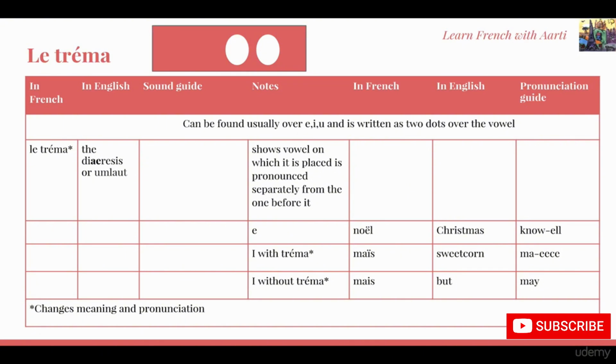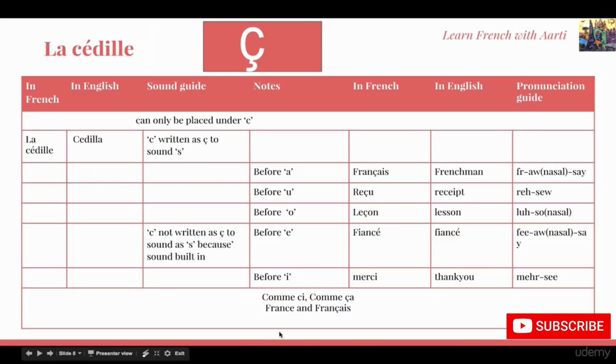Let's look at some examples. With the letter E, Noël. Can you see how E is pronounced separately from O? Noël, which is Christmas. I with tréma is maïs, which means corn, sweet corn.